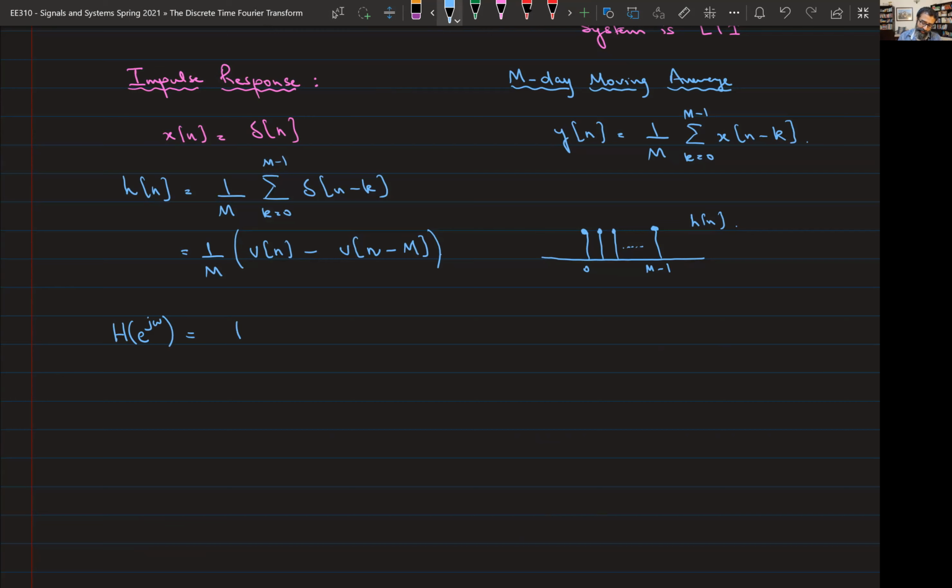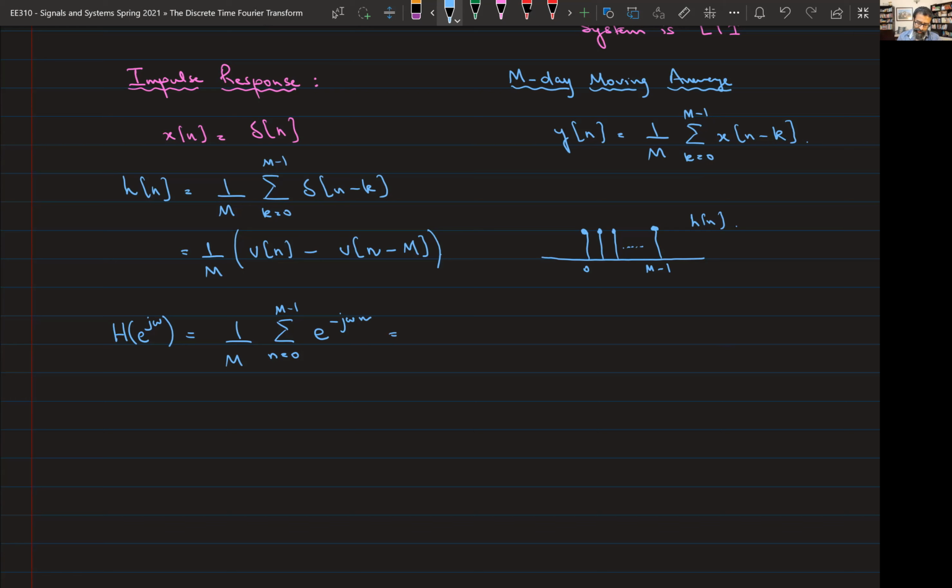So this is equal to 1 upon M summation, n equals 0 to M minus 1, of e raised to power minus j omega n. I've skipped a step. That step is h of n is equal to 1 only for the values of n from 0 to M minus 1, and all other values are 0. So I've just skipped a step.